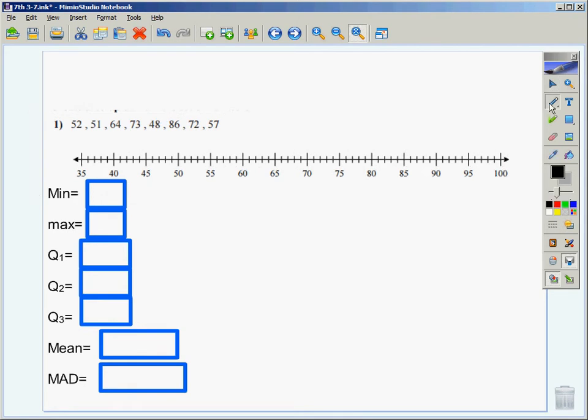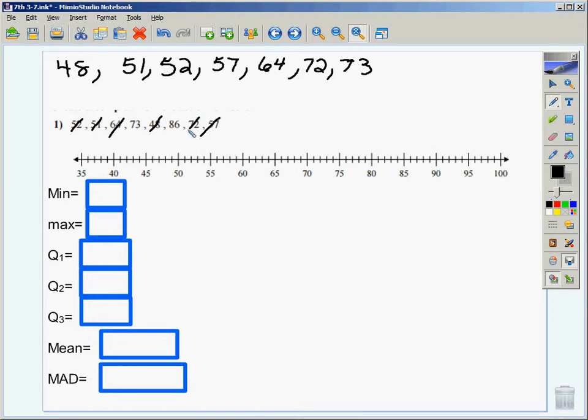48. That's my first data piece. What am I going to put next? 51. What am I going to put next? Next? 64? 72? 73? And 86. Okay.